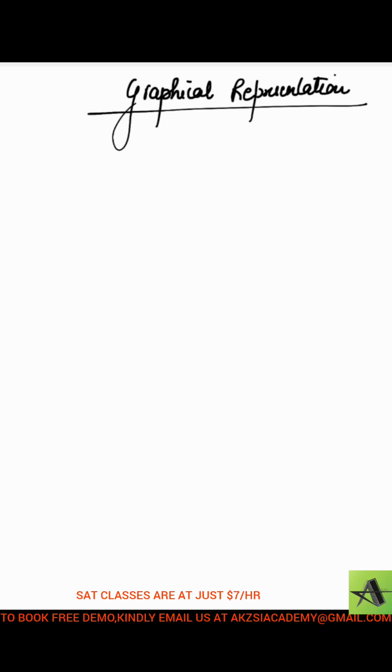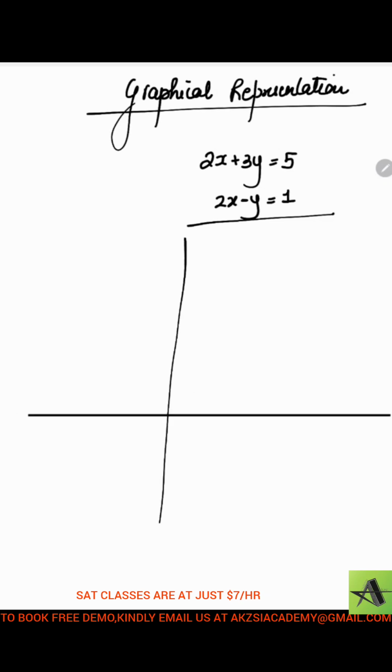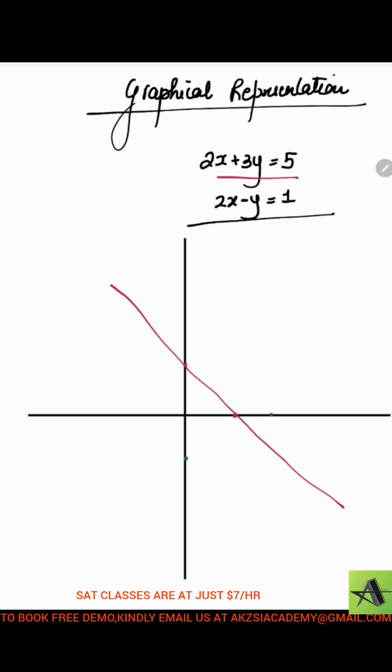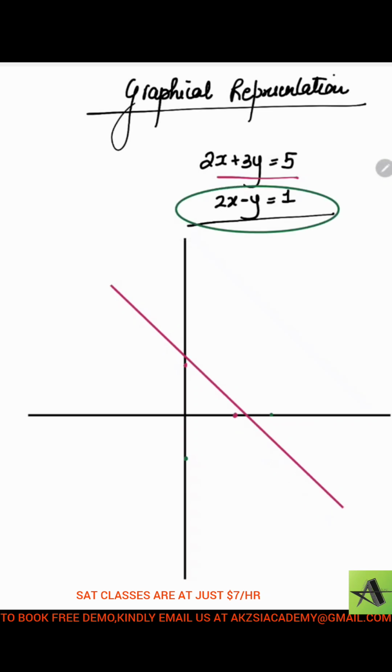The first that we discussed was the unique solution. Say for example, we have these two equations, 2x plus 3y equals 5, and 2x minus y equals 1. When I represent them on a graph, my two lines would look like this. This equation would look somehow like this, I'm just roughly drawing it. And the second equation would roughly look like this one.